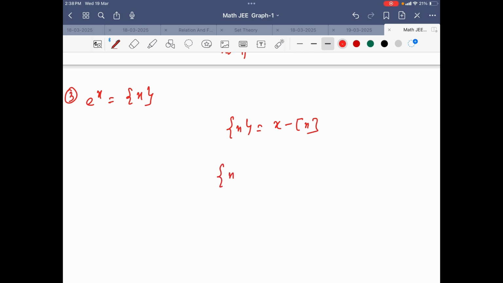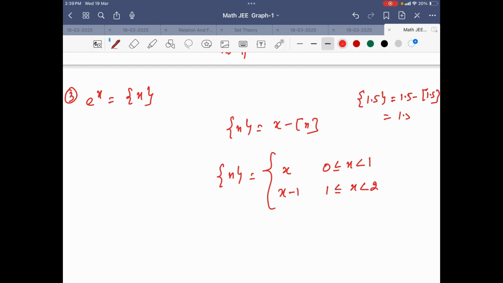How do we define this? The fractional part function: if x is more than 0 and less than 1, and you take 0.5, you get the same thing, x. If x is between 1 and 2, this will be x minus 1. Let me take one example: the fractional part of 1.5. How to write it? 1.5 minus the greatest integer function of 1.5. The greatest integer function of 1.5 is 1, so 1.5 minus 1 will be 0.5.